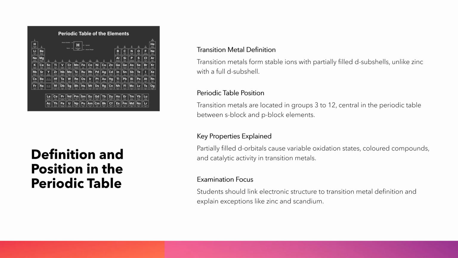Transition metals are located in the center of the periodic table, between the S block and P block elements, spanning groups 3 to 12. Their position reflects their unique electronic structure, where electrons are added to the D subshell after the outer S subshell has been filled. This electronic arrangement underpins many of their key properties, including variable oxidation states, formation of colored compounds, and catalytic activity.